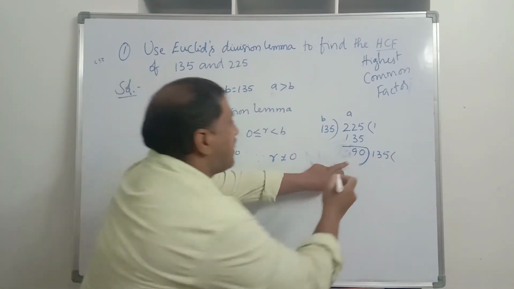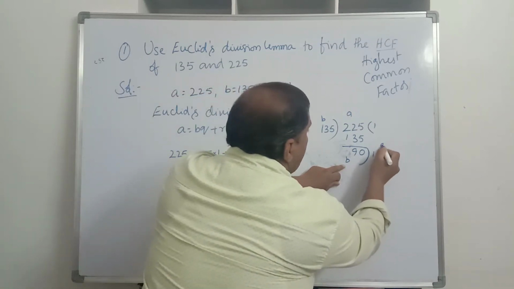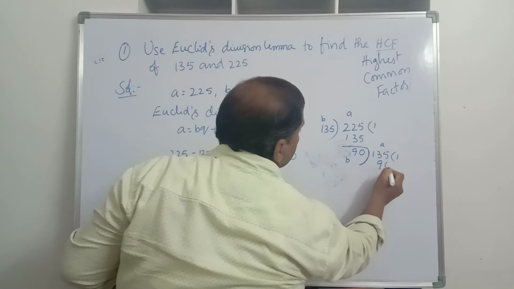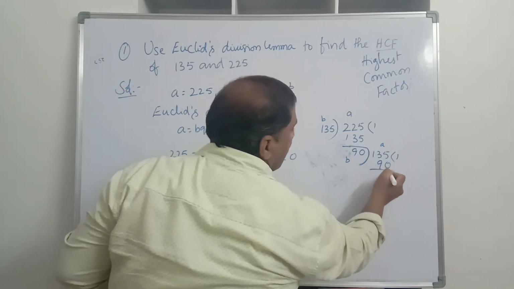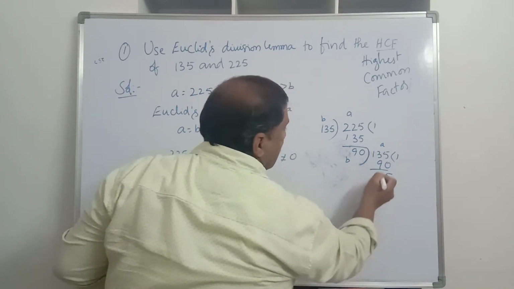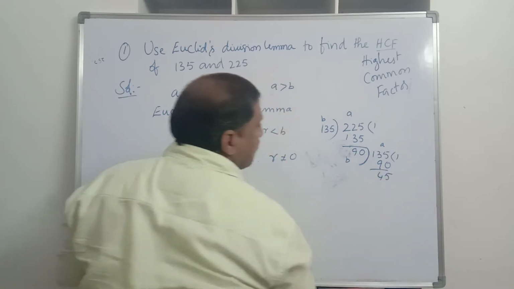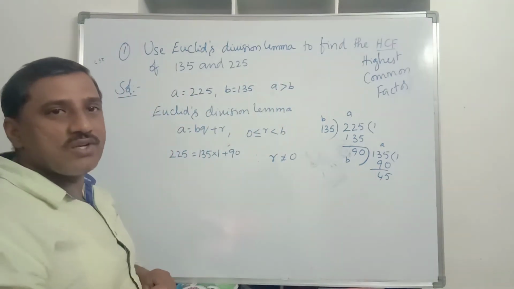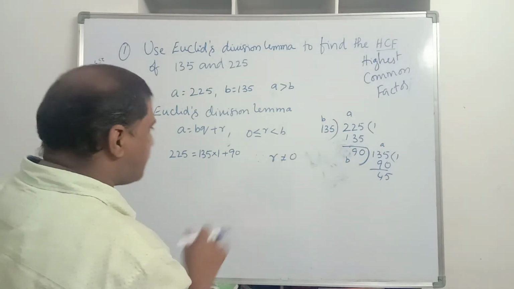Now this will act as b, and this will act as a. So 90 ones are 90. So 135 minus 90: 5 minus 0 is 5, 13 minus 9 is 4, so 45. So now what did we get? The remainder is 45, and the remainder is not equal to 0.